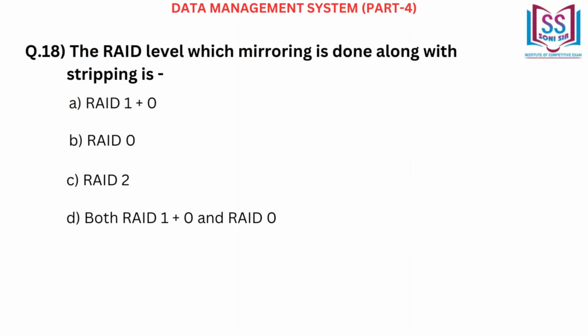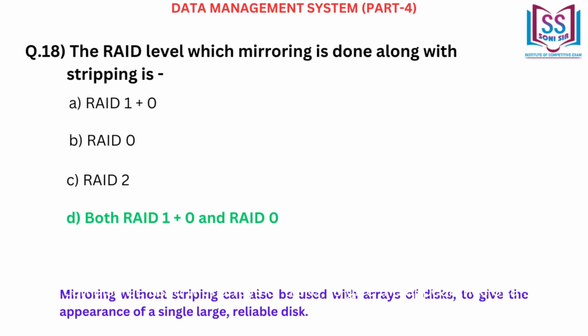The update statement is used to update existing records in a table. The insert into statement is used to insert new records in a table. The RAID level in which mirroring is done along with striping is A. RAID 1 plus 0. B. RAID 0. C. RAID 2. D. Both RAID 1 plus 0 and RAID 0. Correct answer D. Both RAID 1 plus 0 and RAID 0.